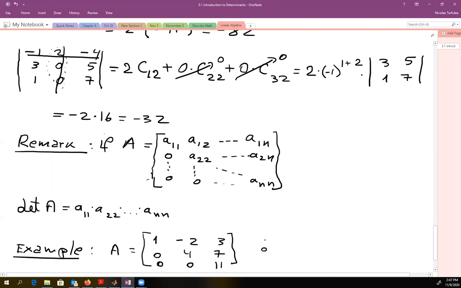What do you think is the determinant of this one? What's the determinant of this matrix A? Anybody home? 1 times 4 times 11. Very good. 1 times 4 times 11. And this is 44.